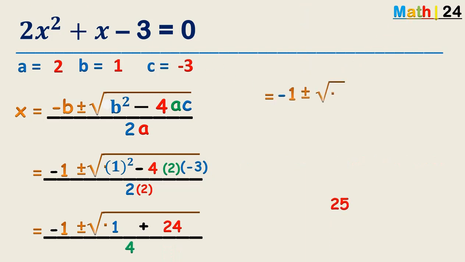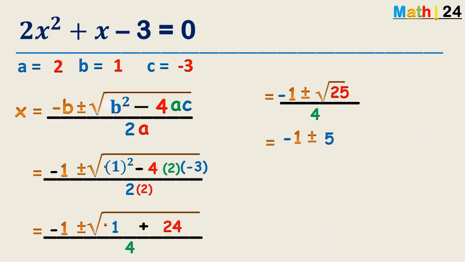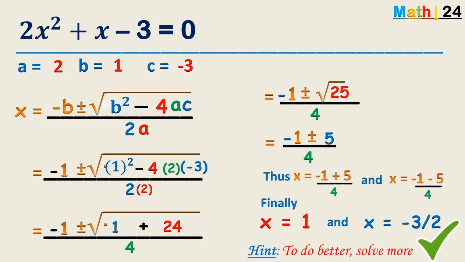So minus 1 plus or minus the square root of 25, all that over 4, giving us minus 1 plus or minus the square root of 25, which is actually 5. So we write 5 in its place, all that over 4. Thus, x is equal to minus 1 plus 5 over 4, and x equals minus 1 minus 5 over 4. Finally, x is equal to 1, and x is equal to minus 3 over 2. To do better, it is very important to solve many more problems.